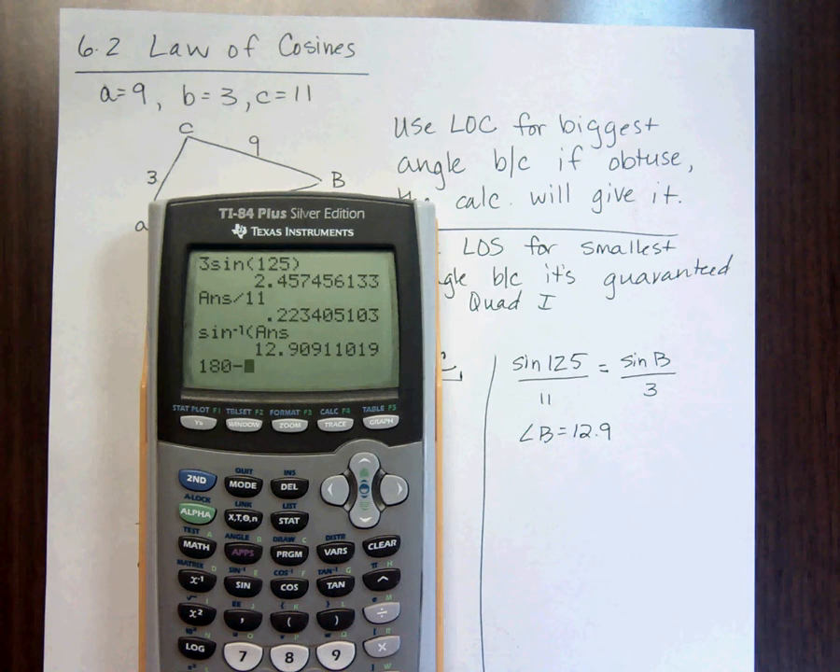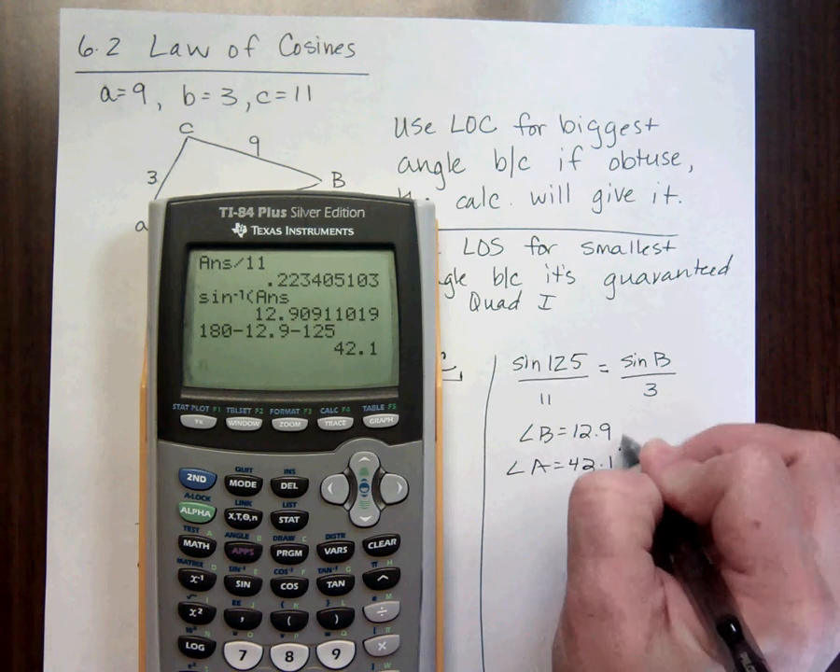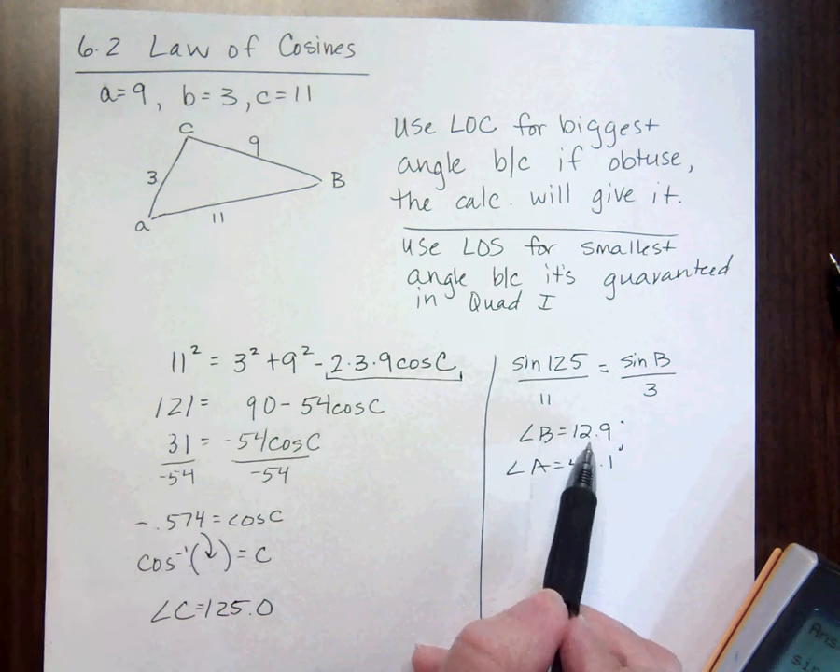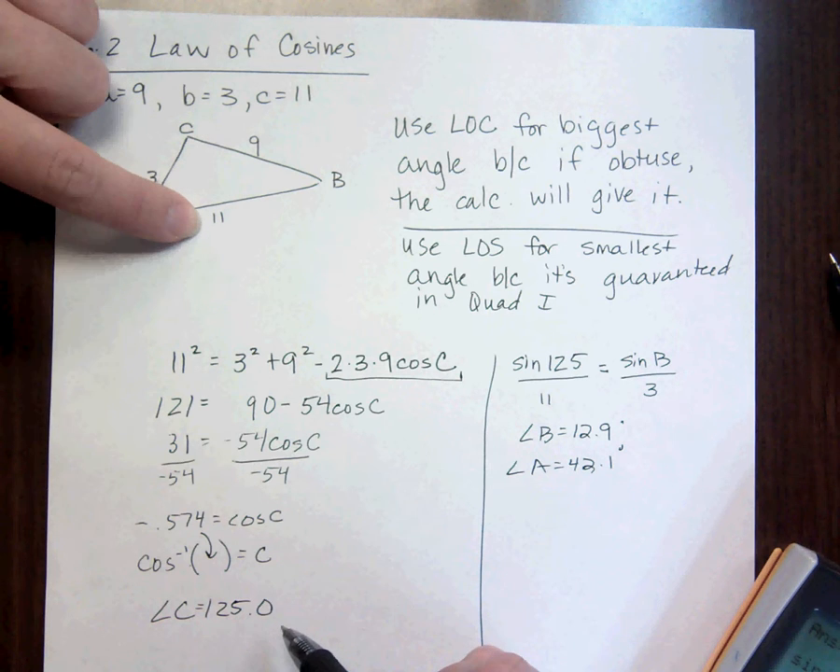Then 180 minus angle B and angle C tells me that angle A has to be 42.1. If you check that out, your smallest angle is with your smallest side, your medium angle is with your medium side, and your largest angle is with your largest side.